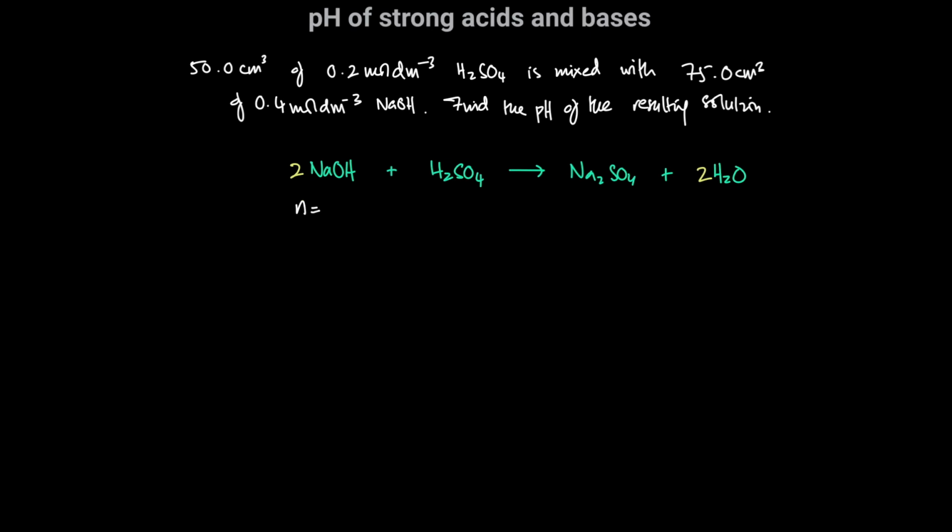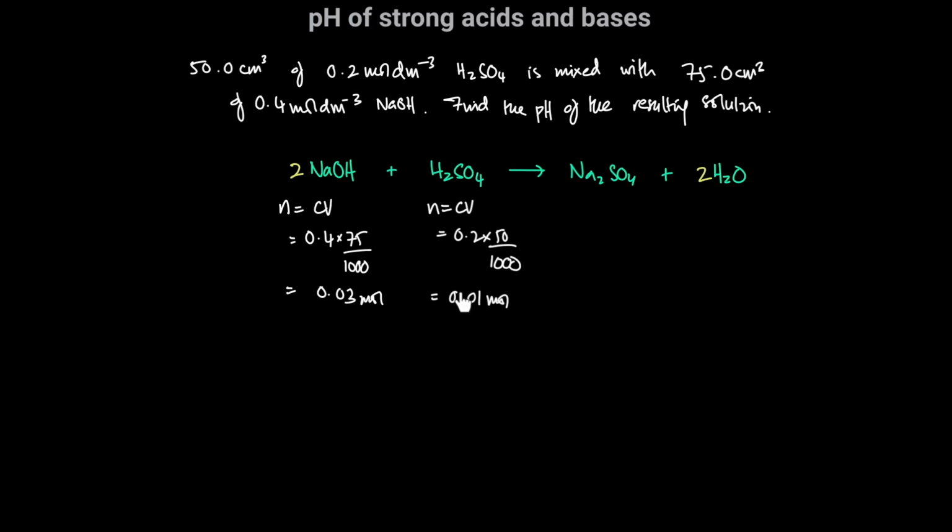Here, the first thing we're going to do is calculate the number of moles. The number of moles of sodium hydroxide is the concentration times the volume. Concentration is 0.4 moles per decimeter cube. The volume is 75 centimeter cube. So we get 0.03 moles of sodium hydroxide. Similarly, the number of moles of sulfuric acid is equal to the concentration, that's 0.2, times the volume, which is 50 over 1000. So we get 0.01 moles of sulfuric acid.